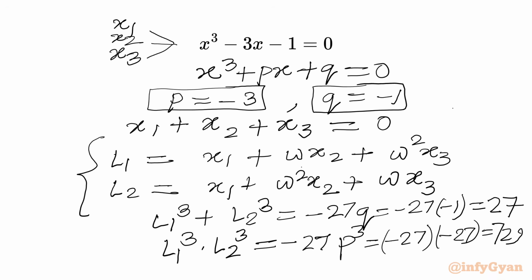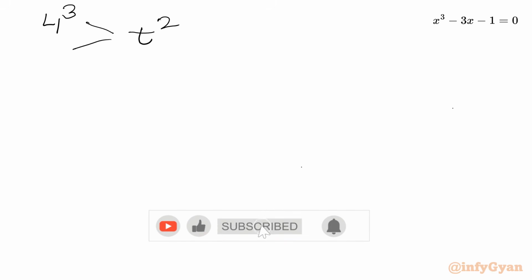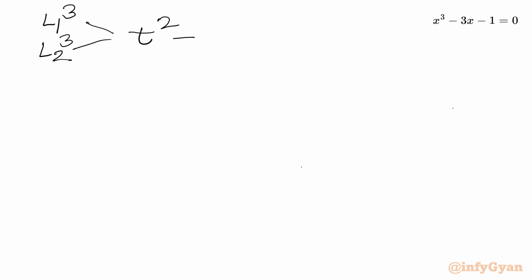Now we will think about the resolvent quadratic equation whose roots are L1 cube and L2 cube. So here we have the sum of roots, and here we have the product of roots. Let's write the equation over here. T square, whose roots are L1 cube and L2 cube, is T square minus the sum of roots, so we will write -27t, plus the product of roots, we will write 729, equal to 0. The equation is quadratic, we can use the quadratic formula.